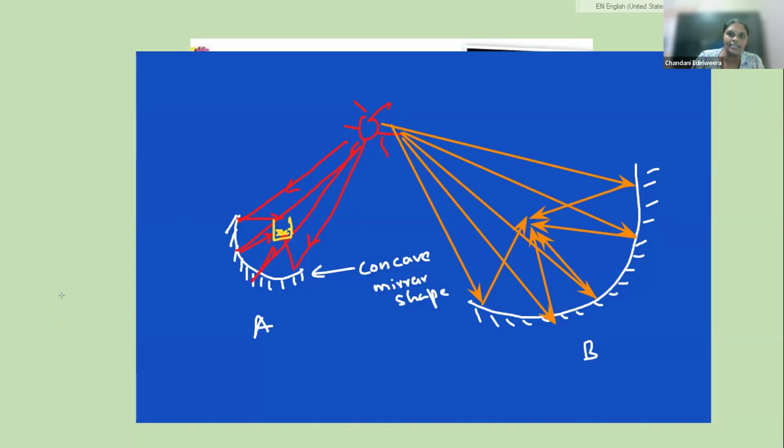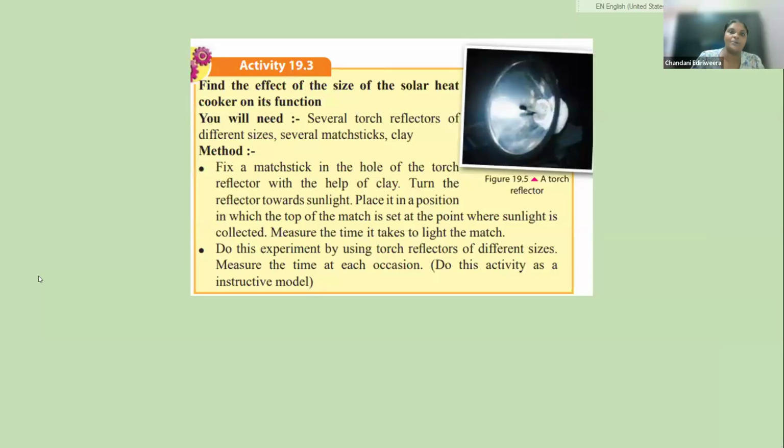Easily you can understand it, no? When the size of the cooker is bigger, it can collect more heat rays and can do our work very easily, very quickly. Madam, there's a disadvantage of using a solar cooker. Yes, it only works in the daytime. On rainy days we can't do it like that. No, madam. Okay.